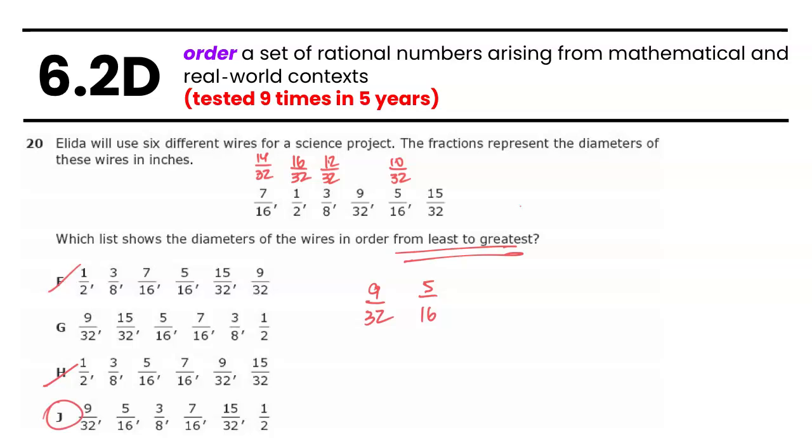And so we see automatically that we're going to get the answer here pretty quickly. If we were to keep going, the next one would be 12 over 32, which would be 3 over 8. Then 14 over 32, which would be 7 over 16. Then 15 over 32. And finally 16 over 32, which is 1/2. And all of that matches with what we see in answer choice J.